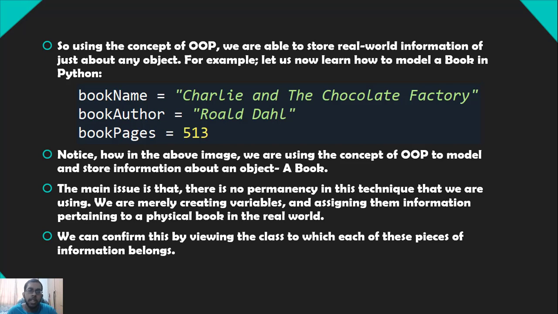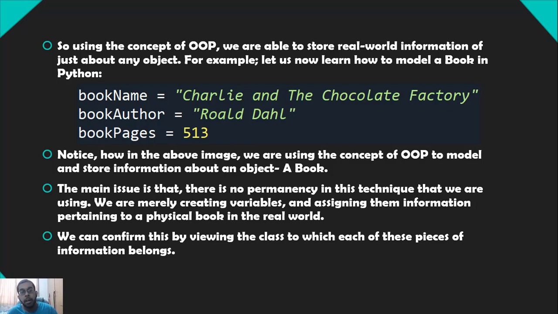So, using the concept of object-oriented programming, we are able to store real-world information of just about any object. For example, let us now learn how to model a book in Python. Book name is equals to Charlie and the Chocolate Factory. Book author is equals to Roald Dahl. Book pages is equal to 513.